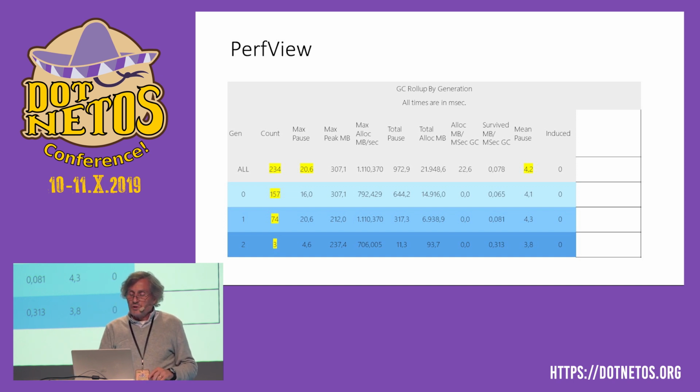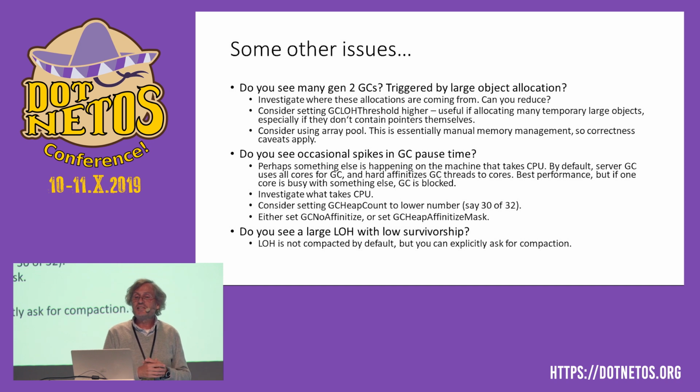So to show you some examples of what I've recently seen, there was an app where we had very many Gen 2 GCs. And what happened was they were triggered by large object allocations. And so the first step is really to figure out where these large object allocations are coming from and whether you can somehow reduce them. Now, assuming they're actually necessary, what you can do is set that GC LOH threshold higher.